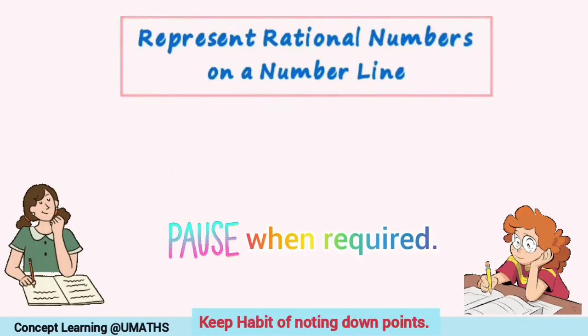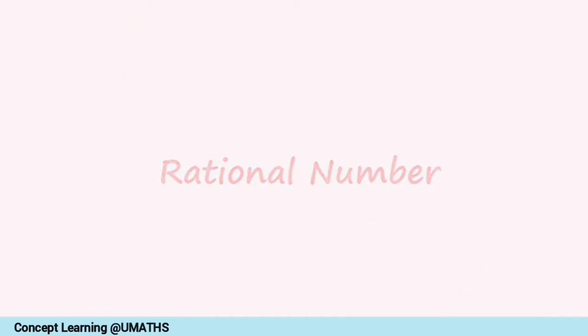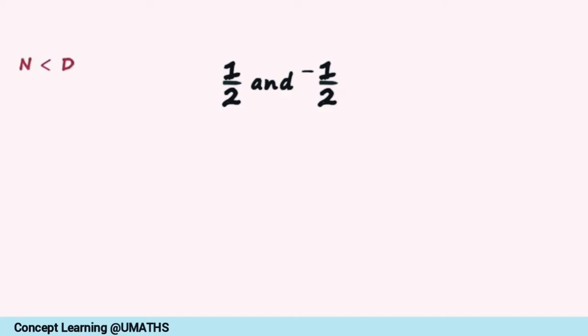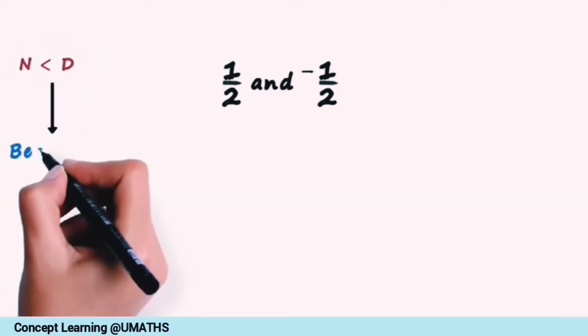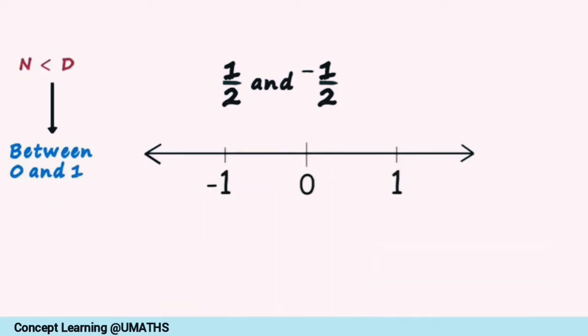Let us look at first category, two examples. One of the categories of plotting the rational numbers on the number line is when the numerators are less than the denominators. Let us try to plot 1 by 2 and minus 1 by 2 on the number line. First we see how we can plot 1 by 2. The numerator 1 is less than the denominator 2. When the numerator is less than the denominator, the positive rational numbers will be between 0 and 1. So the number 1 by 2 has to lie somewhere between 0 and 1.